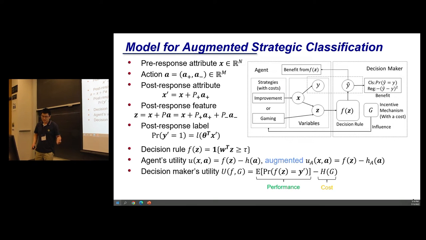In the augmented case, the agent's utility is quite similar to the conventional case, except that now it incurs an augmented cost instead of the conventional cost, which we denote as H subscript A here. The decision maker's utility will consist of two components: the benefit component being the performance of the algorithm, and the cost component being the cost of the subsidy mechanism.